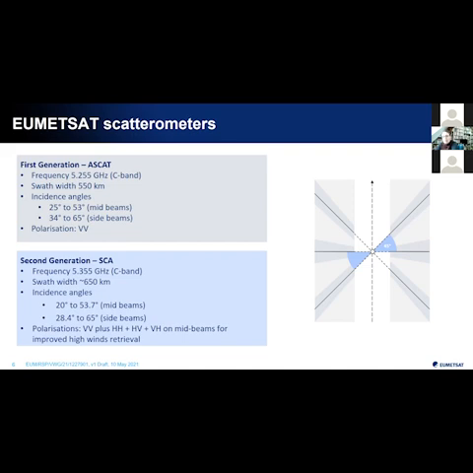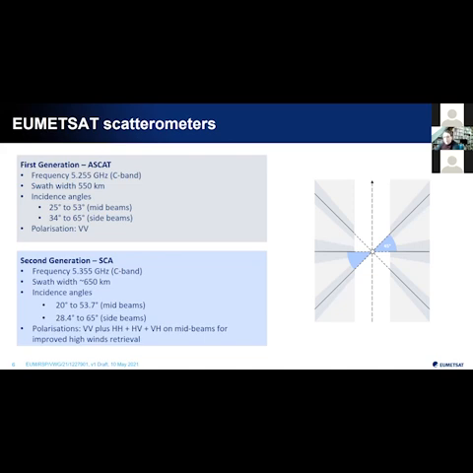For SCA, we made some updates of that. We will slightly change the frequency, have a wider swath and a wider incidence angle range, and we will add horizontal polarization and cross-pol on the mid-beams. This is done mainly to improve the wind retrieval in high wind conditions.